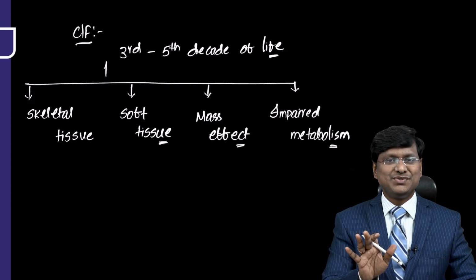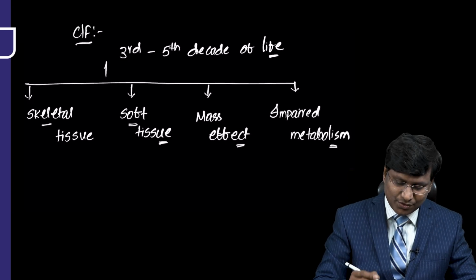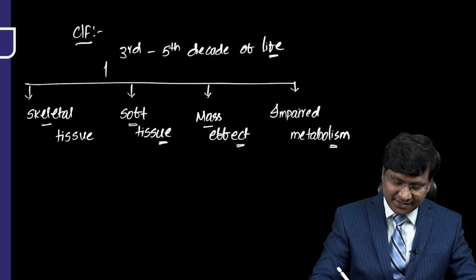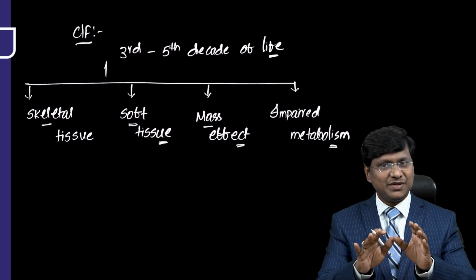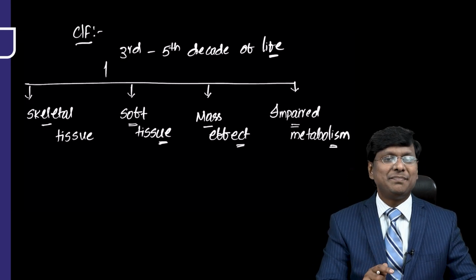So this is what your clinical features are. Number 1, due to skeletal tissue overgrowth. Number 2, due to soft tissue overgrowth. Number 3, mass effect on the surrounding structures within the intracranial structures. And there is also impaired metabolism.